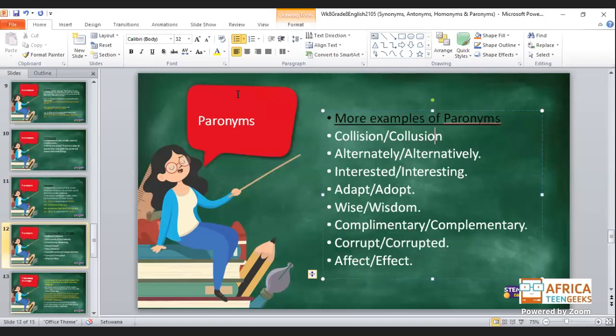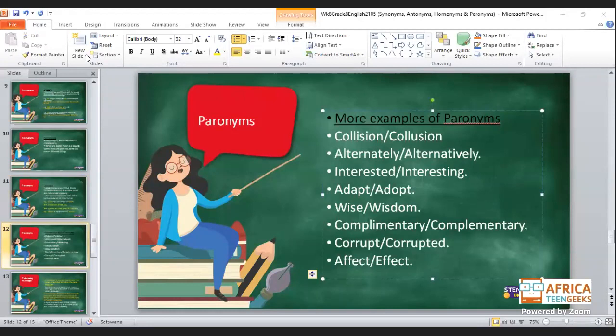Okay. So let me go to the chat because I see there are more questions than examples. It will be fair for us to go through those questions and answer them. So we have Mkon asking us, biography and biology, are they paronyms? No, Mkon, they are not paronyms. Let me show you why they are not paronyms.